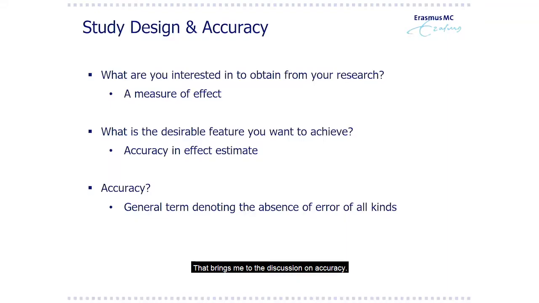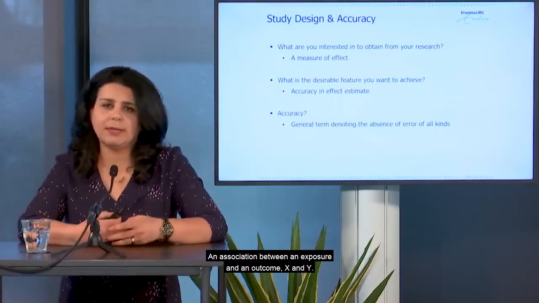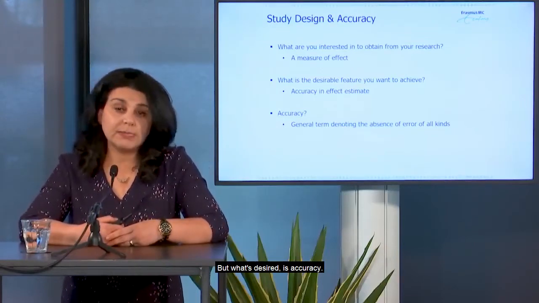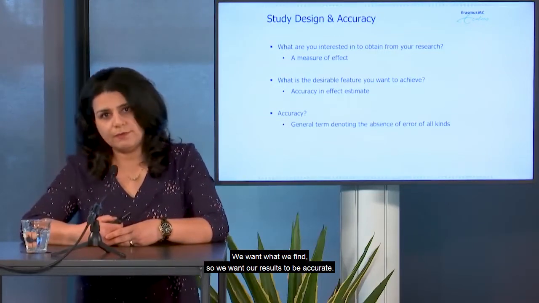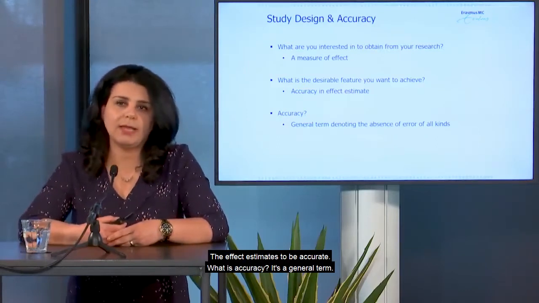That brings me to the discussion on accuracy. Large data sets. So think about what you are interested in obtaining from your results. Normally, in our studies, what we are interested in is a measure of effect, an association between an exposure and an outcome, X and Y. But what is desired is accuracy. We want our results to be accurate, the effect estimates to be accurate.